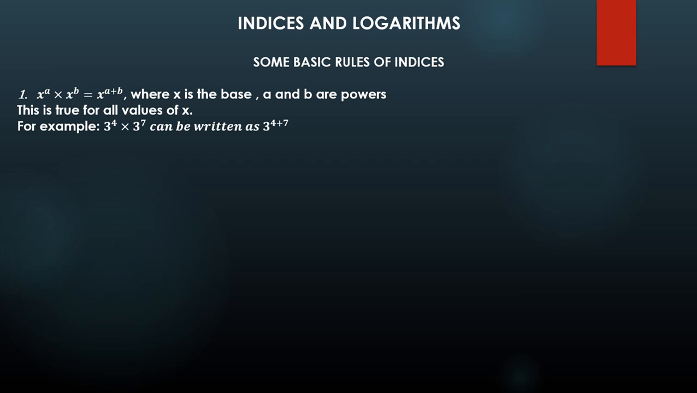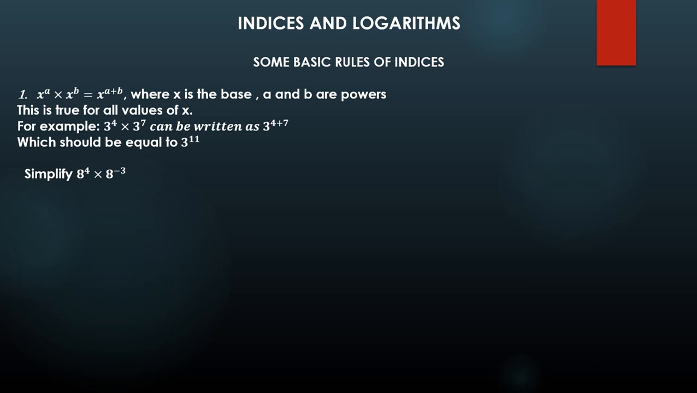For example, 3 raised by 4 times 3 raised by 7. Because we have 3 as their base, we can add up their powers to become one. That will give me 4 plus 7. 4 plus 7 is what? That should be 11. So my answer becomes 3 raised by 11.